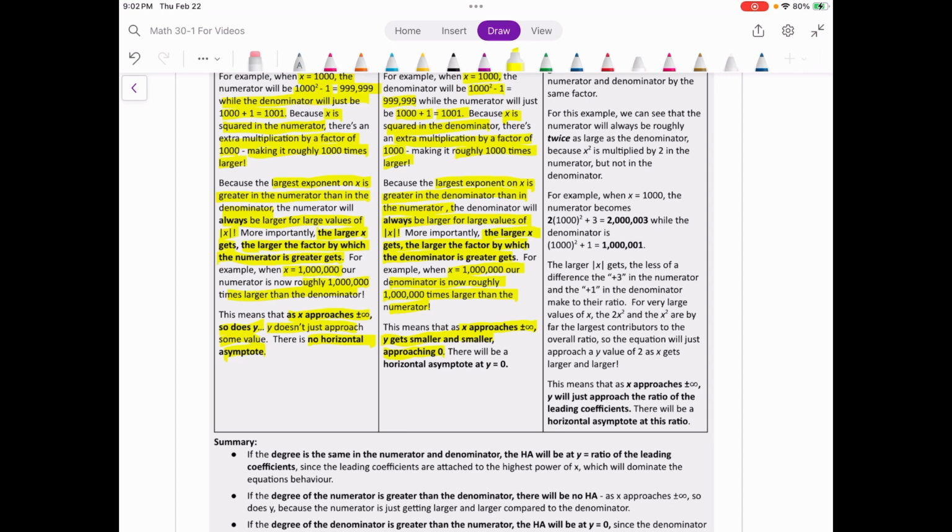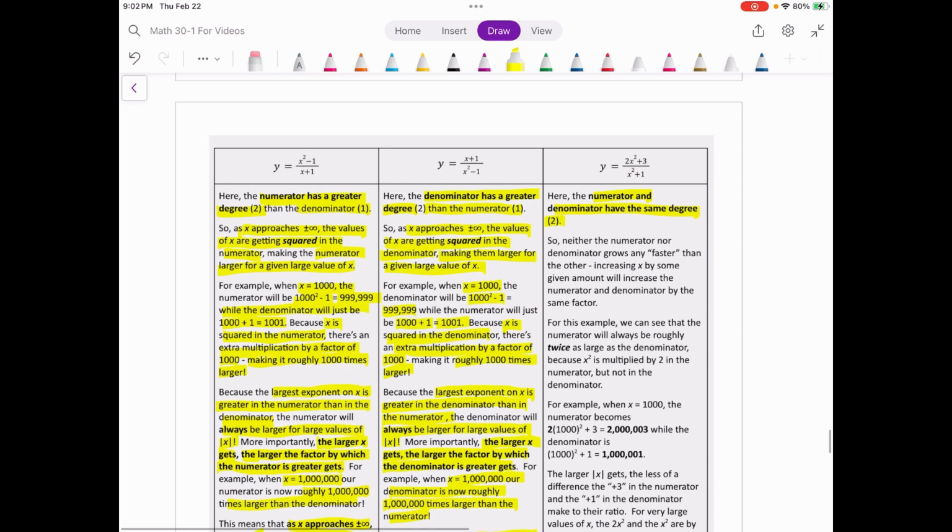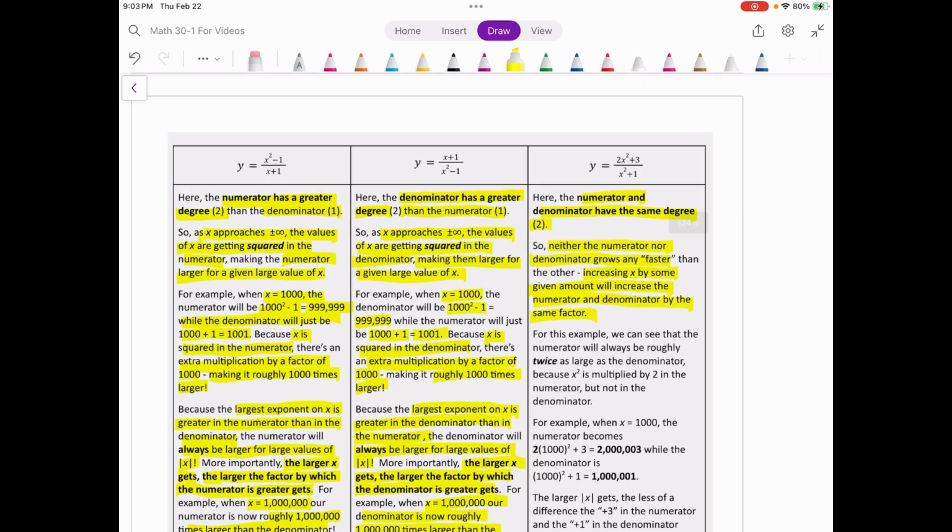And so what is y approaching as x goes to positive or negative infinity? In other words, what is the horizontal asymptote? It's going to be approaching 0. The horizontal asymptote will be at y equals 0. Okay, now the final case here, what if they actually have the same degree, right? Well, neither the numerator nor the denominator really grows any faster than the other, right? Increasing x by some given amount will increase the numerator and denominator by essentially the same factor.